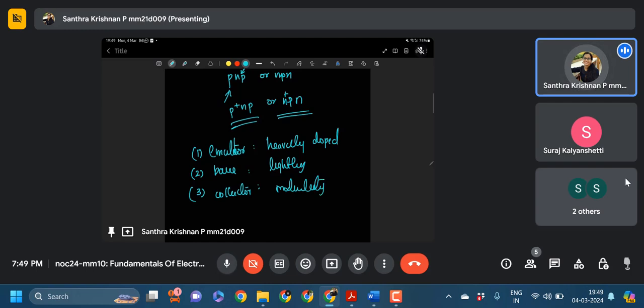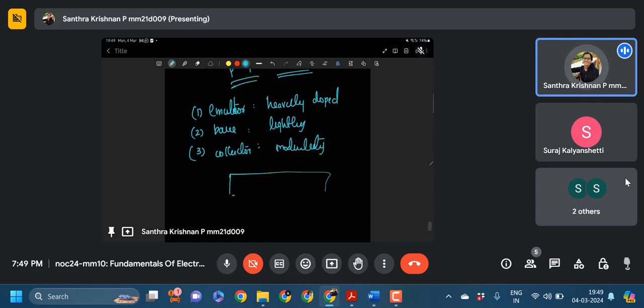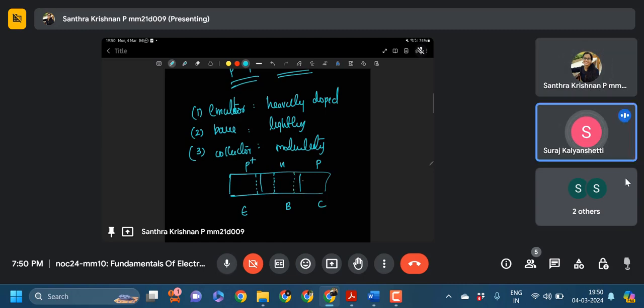So, suppose you have a PNP transistor, this is your P plus NP. This is the emitter, this is the base, this is the collector. So between the emitter and base, how would the depletion region lie? We have said that the emitter is heavily doped, right? Yes, it would be more in the base, less in the emitter. But in the other case, it would be more or less equally distributed, right? Yeah.